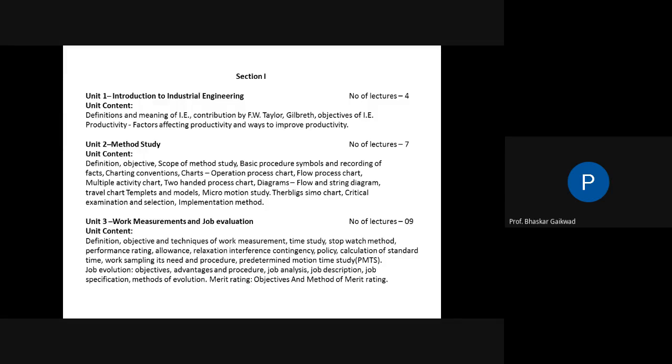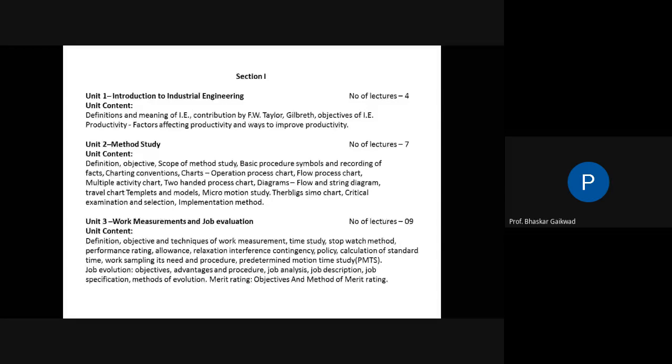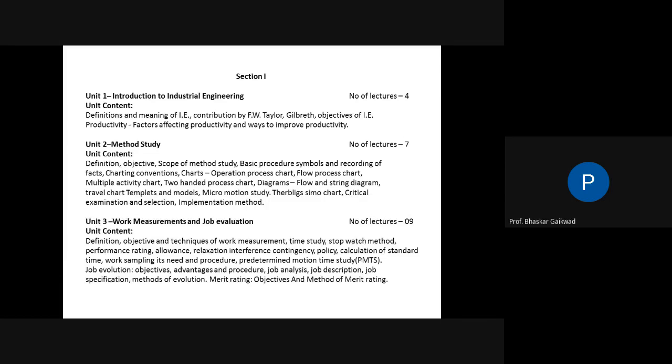And once the worth of the job is decided, then we have to go for the method of merit rating. It means we have to check the performance of the workers, because ultimately, to complete and process the jobs we require manpower, and we need to decide the wages or salary system for a particular man. For this purpose we require merit rating. So this is unit number 3.